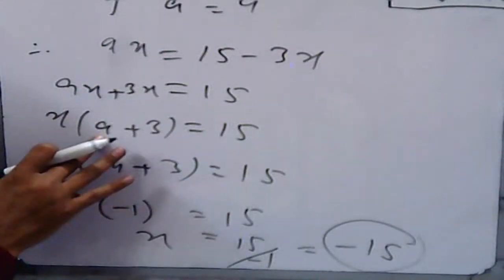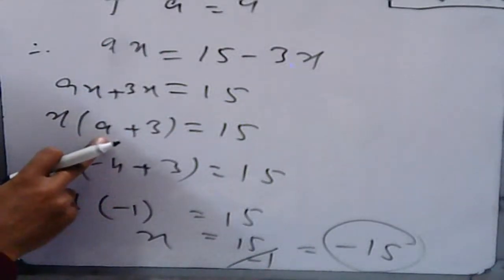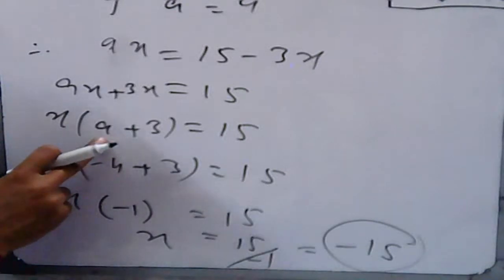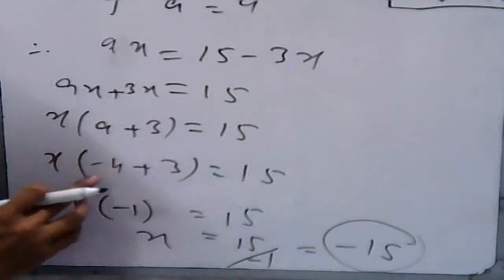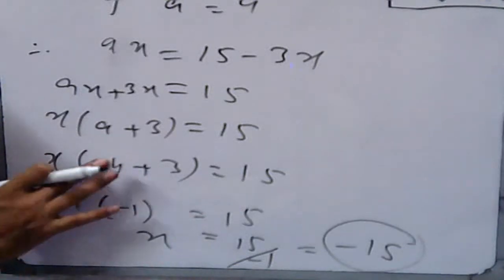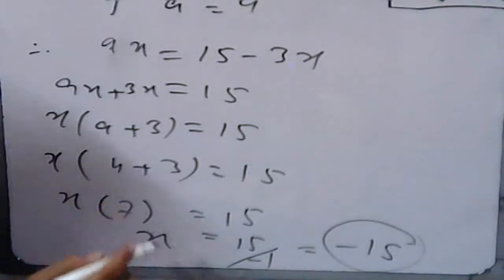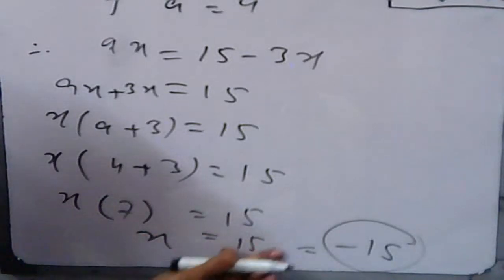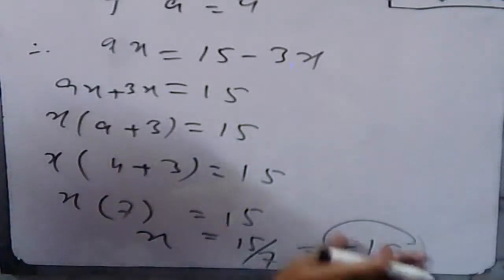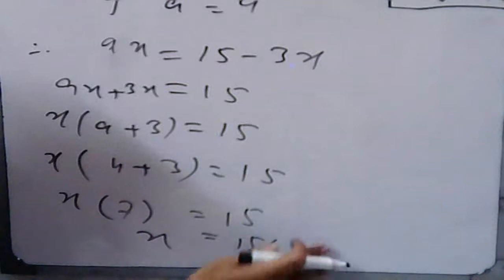So the value of a is 4. Why have I put minus 4 here? Because the given value is 4. No need to put minus here, it should be positive. So it will be 7. So x is equal to 15 divided by 7. So 15 by 7 is your required result.